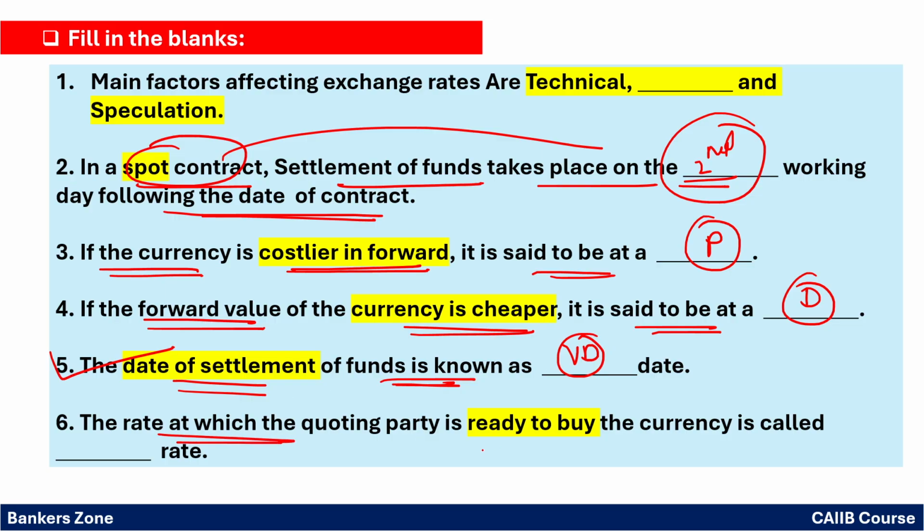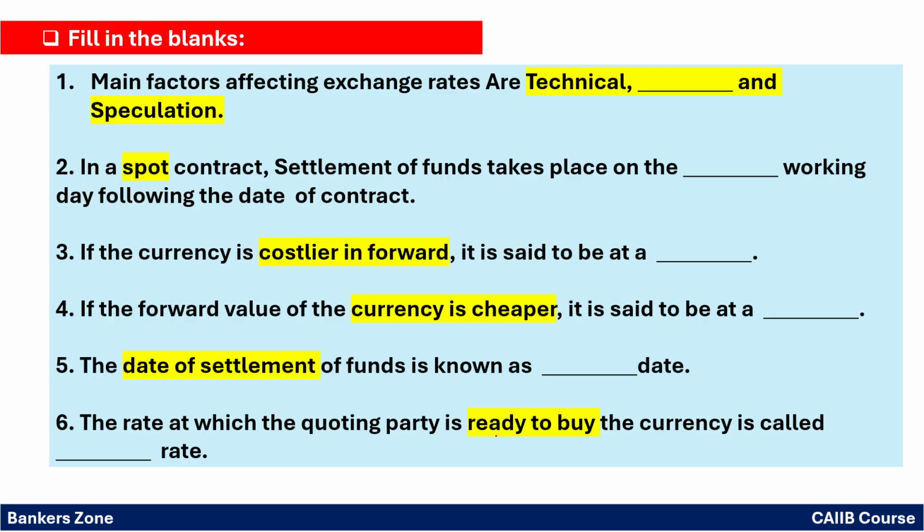The rate at which the quoting party is ready to buy is called the bid rate. Buying rate is called the bid rate, and the party willing to sell quotes the offer rate, also called the selling rate or ask rate. Remember here, they're asking ready to buy: B for buy, B for bid.